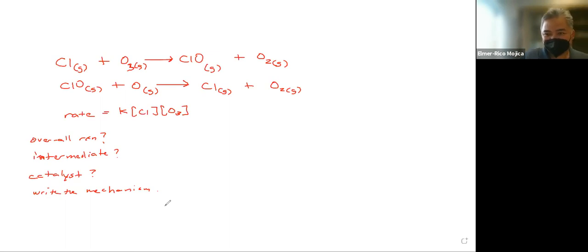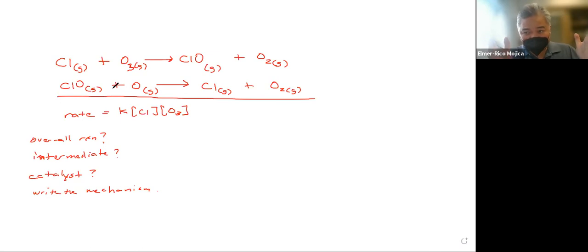So if you have this, what do you do? You're just going to add them. Try to find any common species on both sides. What are those common species on both sides that you can cancel out?